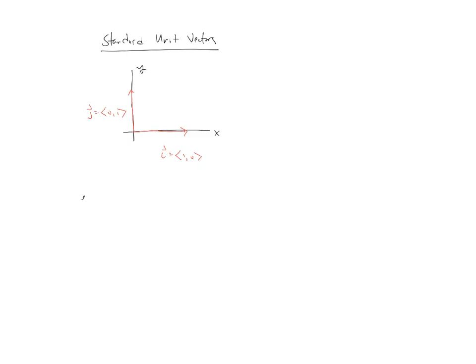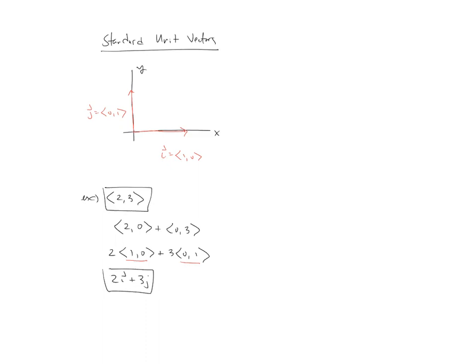So in the example we're going to take a look at, we've got 2, 3. My first step in representing this as a linear combination of standard unit vectors is to split it apart into 2, 0 plus 0, 3, which you can see is just a different representation of the same thing. I'll also take out a scalar from each one of these. And in doing so, we're left with vector i and vector j. So 2i plus 3j. The original vector is now represented as a linear combination of standard unit vectors.